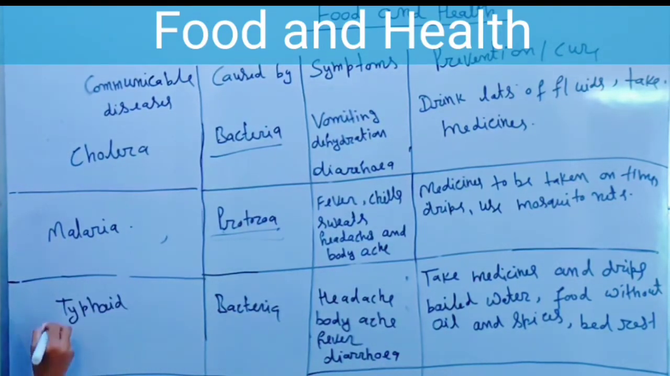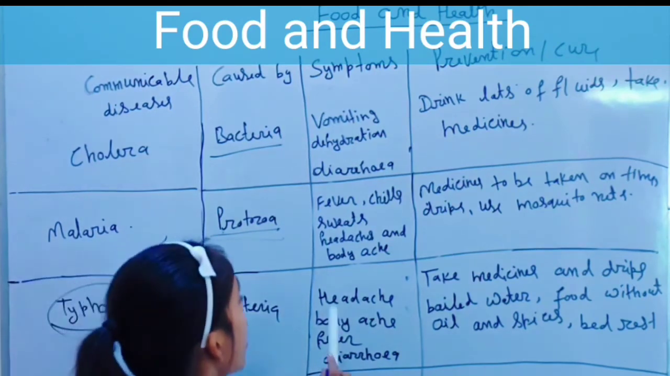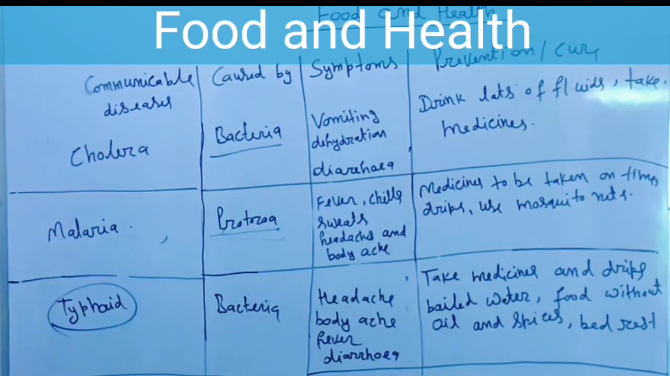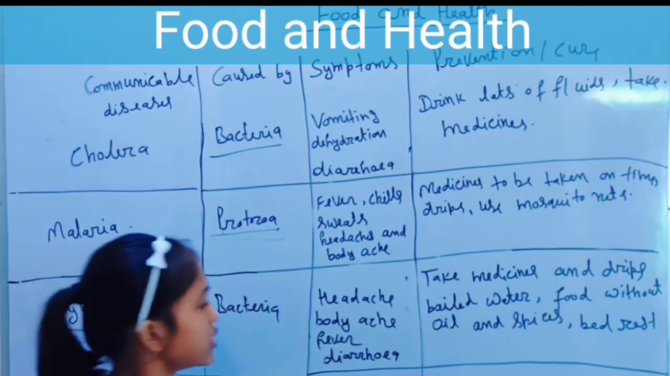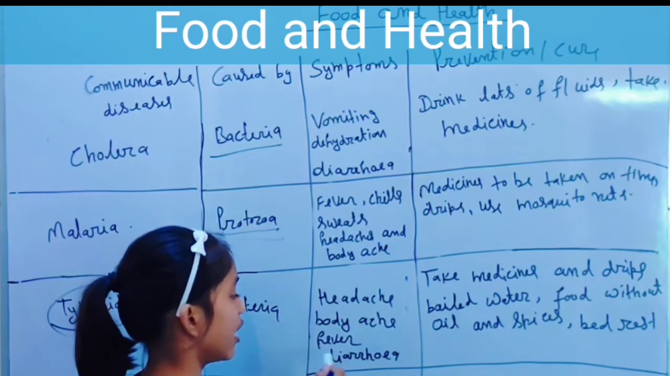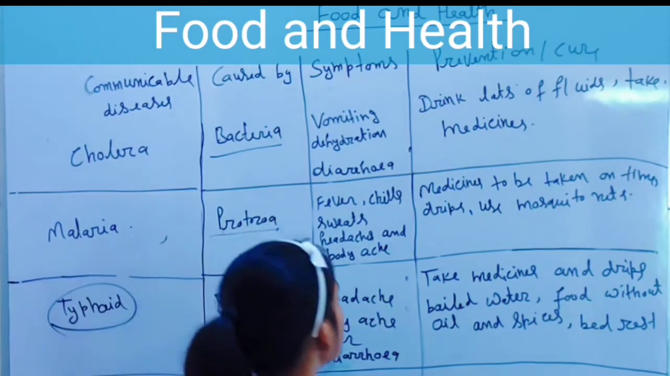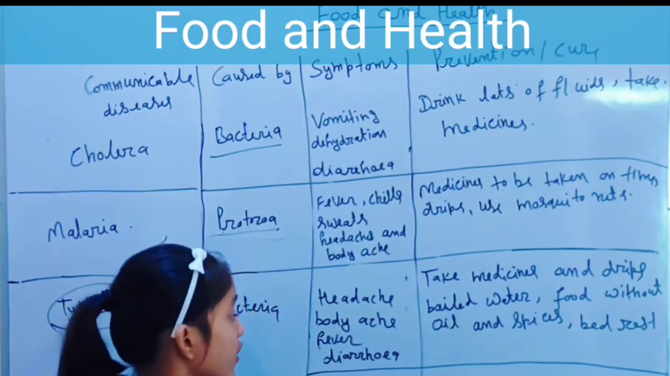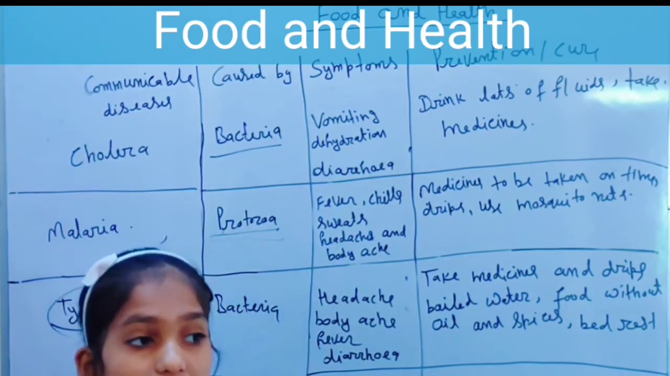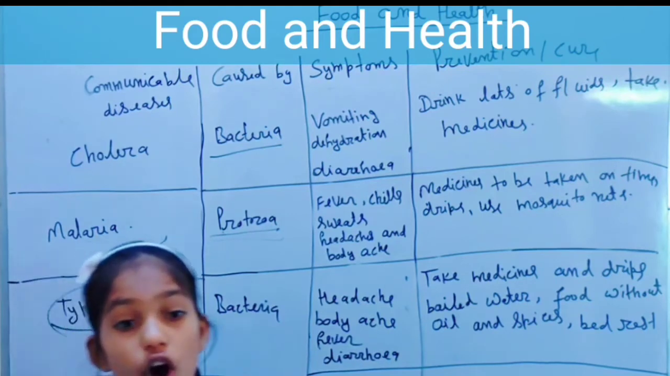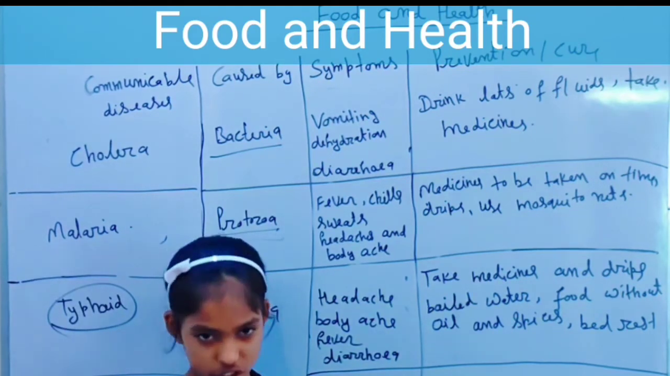Now typhoid is not very big, but it is very harmful to our body. That is also caused by bacteria. In this you will feel headache, body ache, fever and diarrhea. Means your head will ache, your body will ache and you will have a fever. And I think somebody may have vomiting too in typhoid.